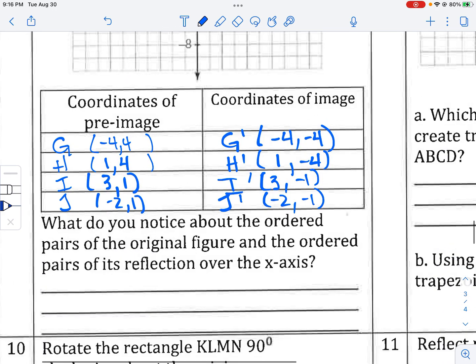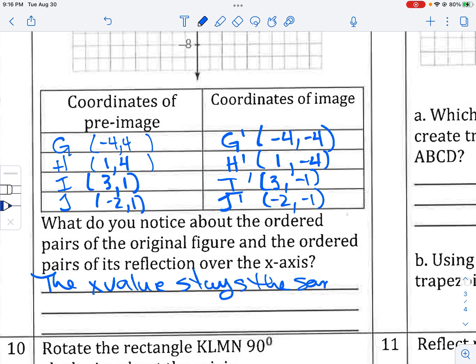What do you notice about the ordered pairs? The x value stays the same, and the y values are the opposite.